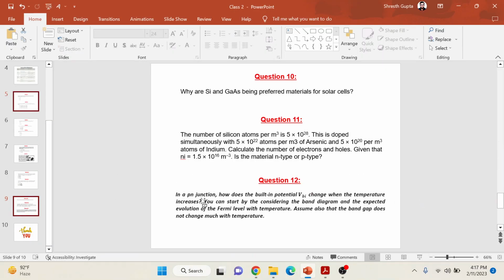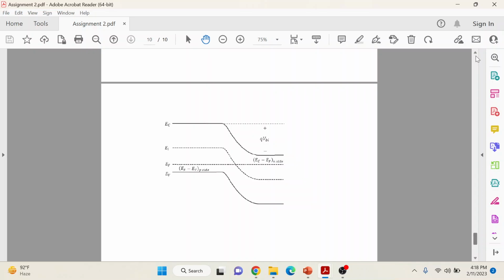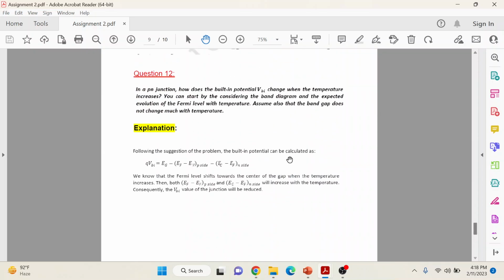In a PN junction, how does the built-in potential change as temperature increases? You can start by considering the band diagram and the expected evolution of the Fermi level with temperature. This was the question, and the answer that I have put is this. We know this equation: EF minus EV for the P side, and EC minus EF for the N side.